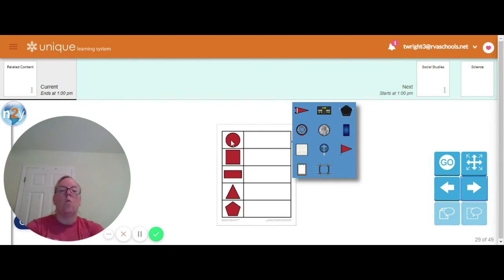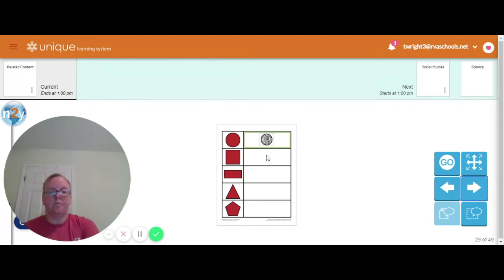All right. What over here looks like a circle? Point to it. I see 3 things that look like a circle. If you pointed to this, this, or this, you are correct. I'm going to move one over.